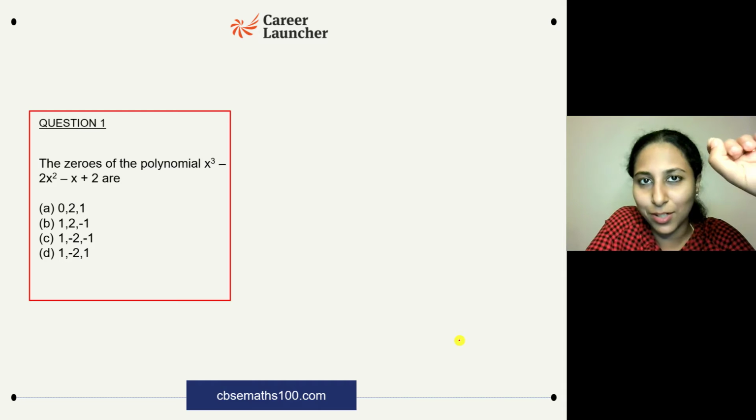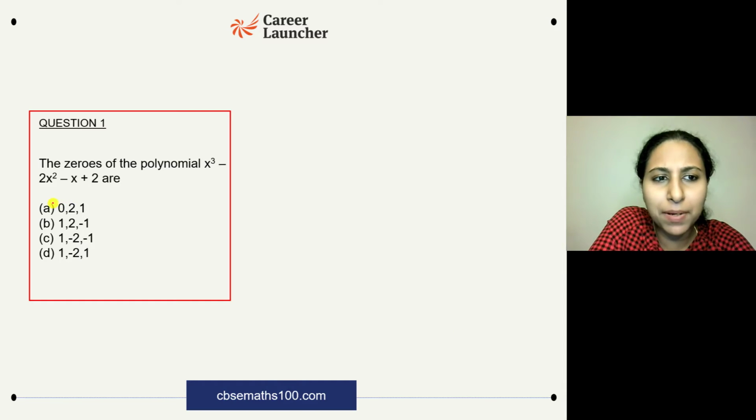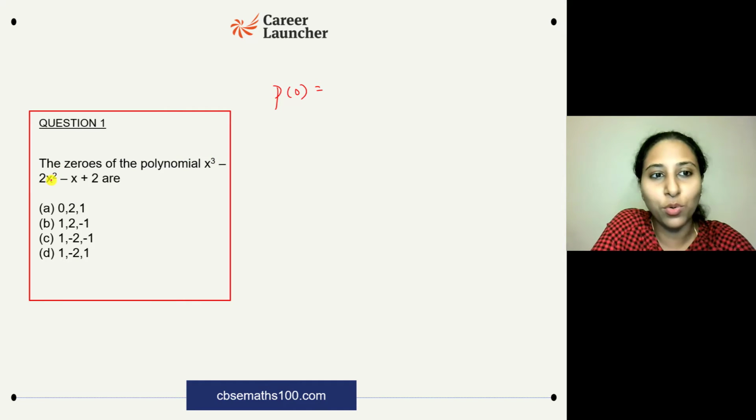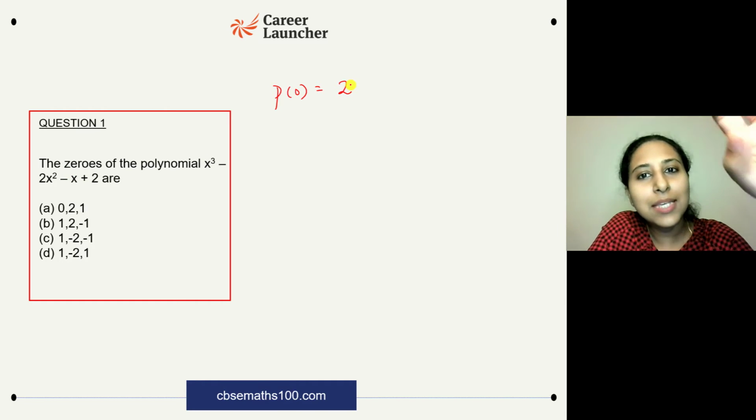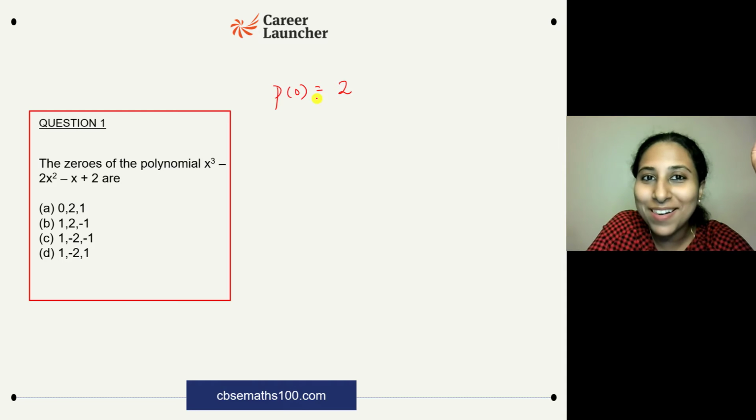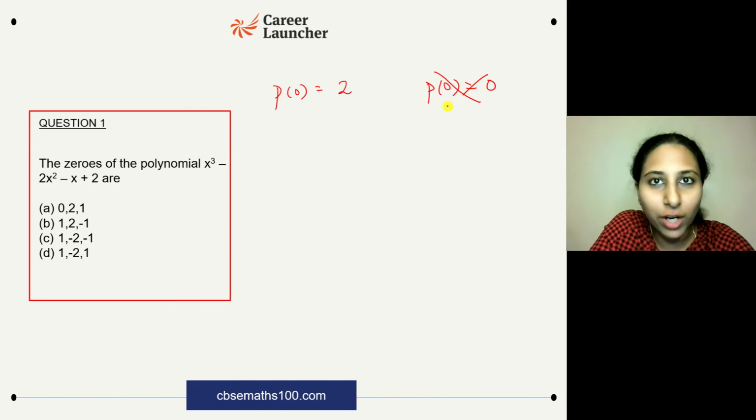So if you're using this method to check which ones are zeros, let's start with the simplest value, which is 0. Let's find out what is P of 0. When you try finding out P of 0, you get 0 cube, which is 0, minus 2 into 0 square, again 0, minus 0, which is 0 again, plus 2. We're substituting 0 wherever x comes. You get the answer as 2. Now, this is definitely not a zero of the polynomial. Because if 0 was a zero of the polynomial, you would have got P of 0 is equal to 0, which did not happen. So you can eliminate this option. 0, 2, and 1 will not be the answer.